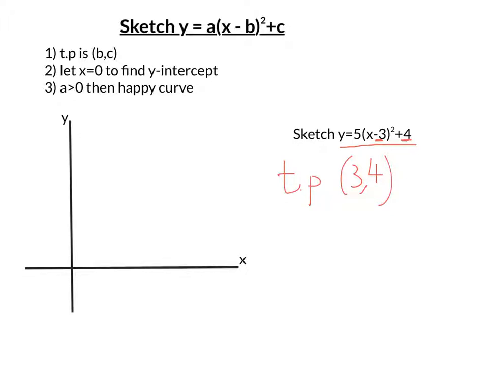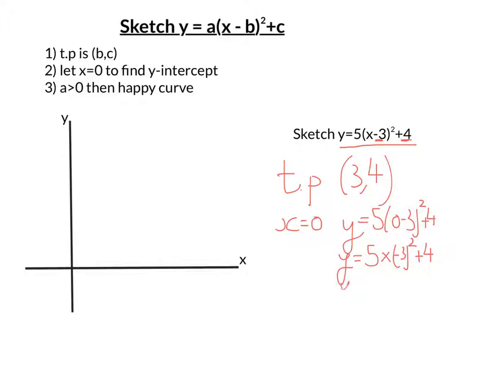Find the y-intercept. Well, at the y-intercept x is equal to 0. So let's sub x equals 0 into this equation. We're going to have 5 brackets 0 minus 3 squared plus 4. Now, BODMAS tells us we must do the things inside the brackets first. So 0 take away 3 is negative 3. Then it says we must do indices. So negative 3 squared is 9, positive 9. Then we multiply, so 5 times 9 is 45. Add the 4 on, we get 49. So our y-intercept is (0, 49).